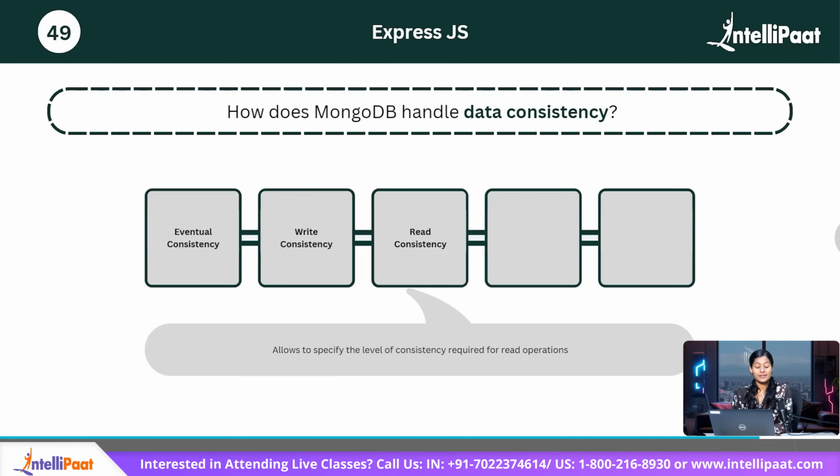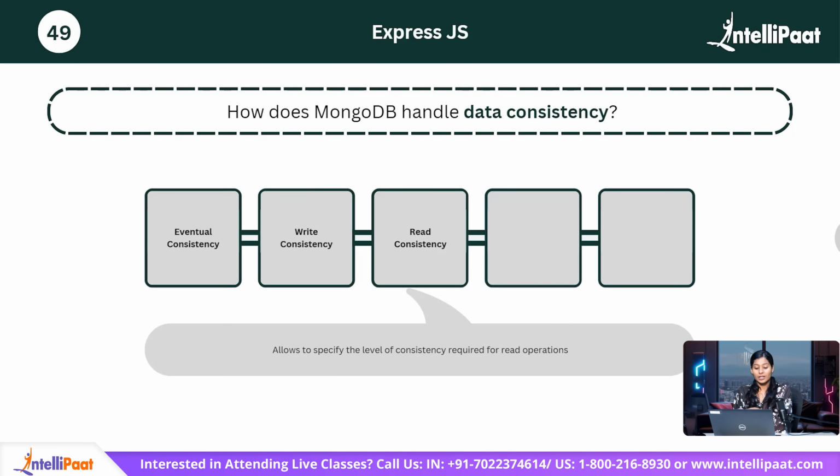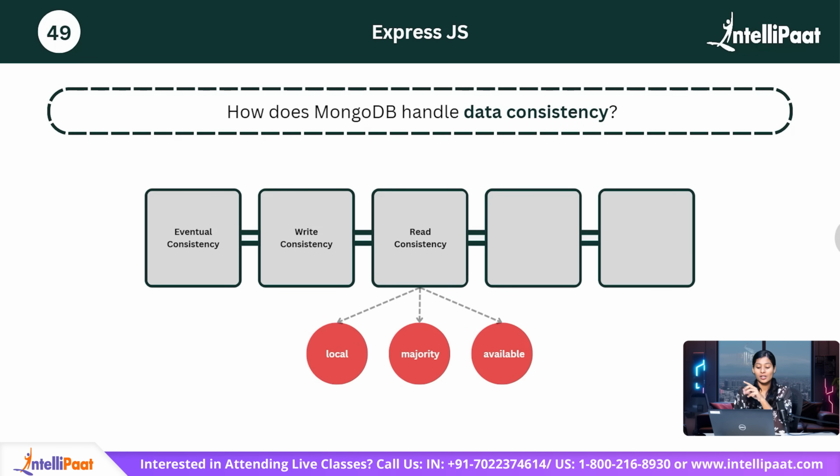Next, there is read consistency, which allows you to specify the level of consistency required for read operations. Again, there are three types: local, majority, available. Local is when you read from the primary server. Majority is when, because the data is getting updated, the first place it will be updated is the primary server. That is local. But if you want to, you can go with the majority also, where you will be reading the data from the majority of the secondary nodes, which are updated or which are not updated. That depends on whatever choice you want.